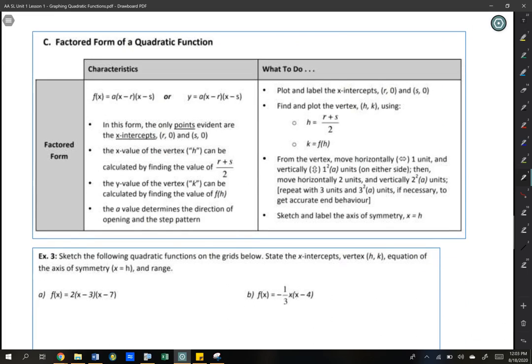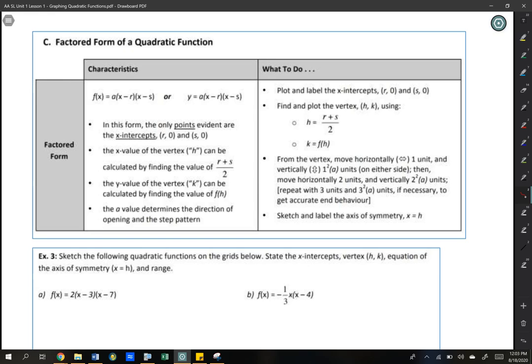Now we're taking a look at a quadratic function in factored form, right? So there are some important notes at the top. What is factored form? In this form, the only points evident are the x-intercepts. So we know what the x-intercepts are. If we know what the x-intercepts are, that might help us find the vertex. We can use this formula. I'll show you how to do that.